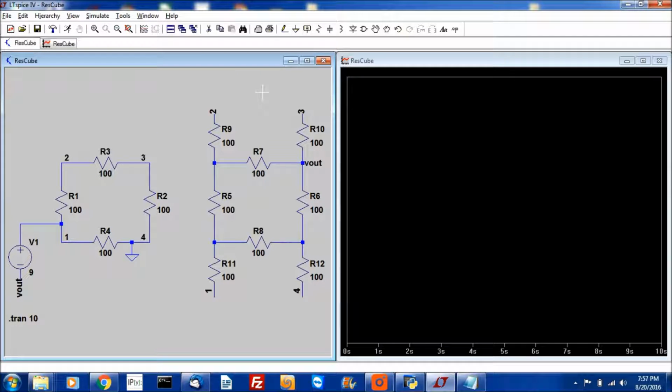So I have created a resistor cube similar to the one that we have seen in class. I have given all the resistors as 100 ohms, and I have named the nodes as 1, 2, 3 and 4, and I have also named the nodes that are connected to 1. For example, if 1 is here, I can name another node here as 1. That means that both the ones are connected.